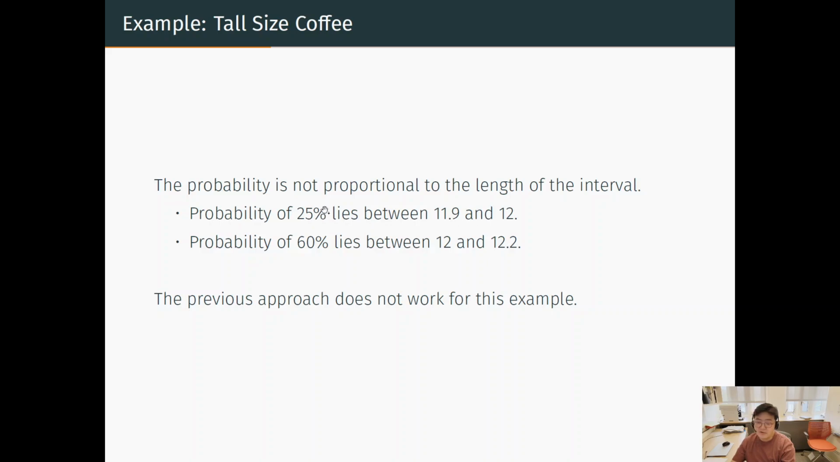The first interval is half of the second interval. The length of the first interval is half of the second interval. The length of the first is 0.1 and the second is 0.2.